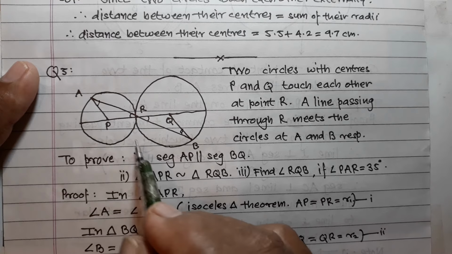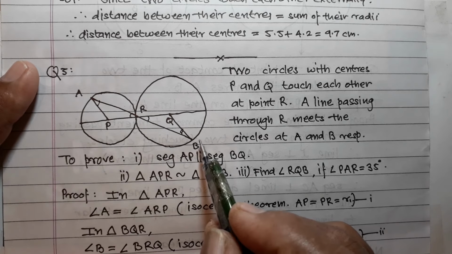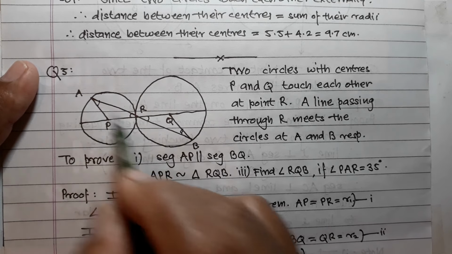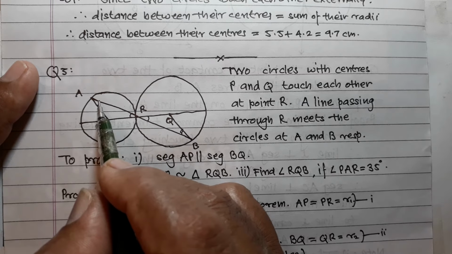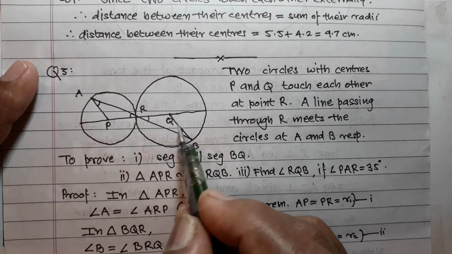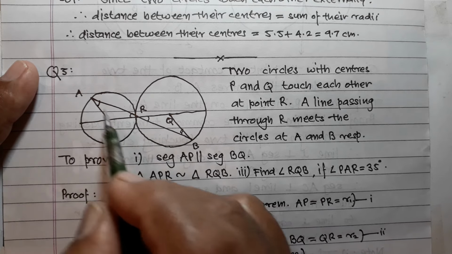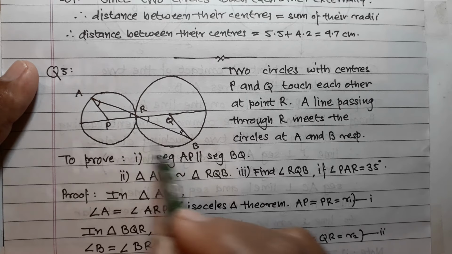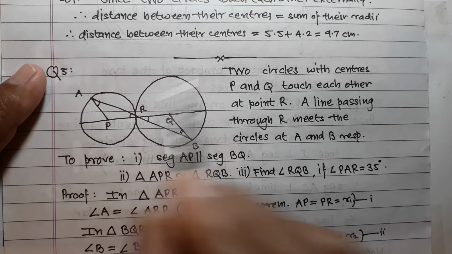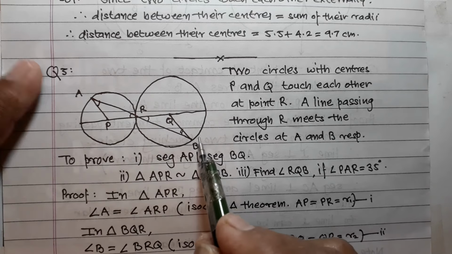Okay. Now consider this line AP and this line BQ, and AB is a transversal. This transversal makes alternate angles equal. So these are alternate angles, and they are equal. Therefore this line and this line are parallel. Okay, so the first part is over. So AP and BQ are parallel.